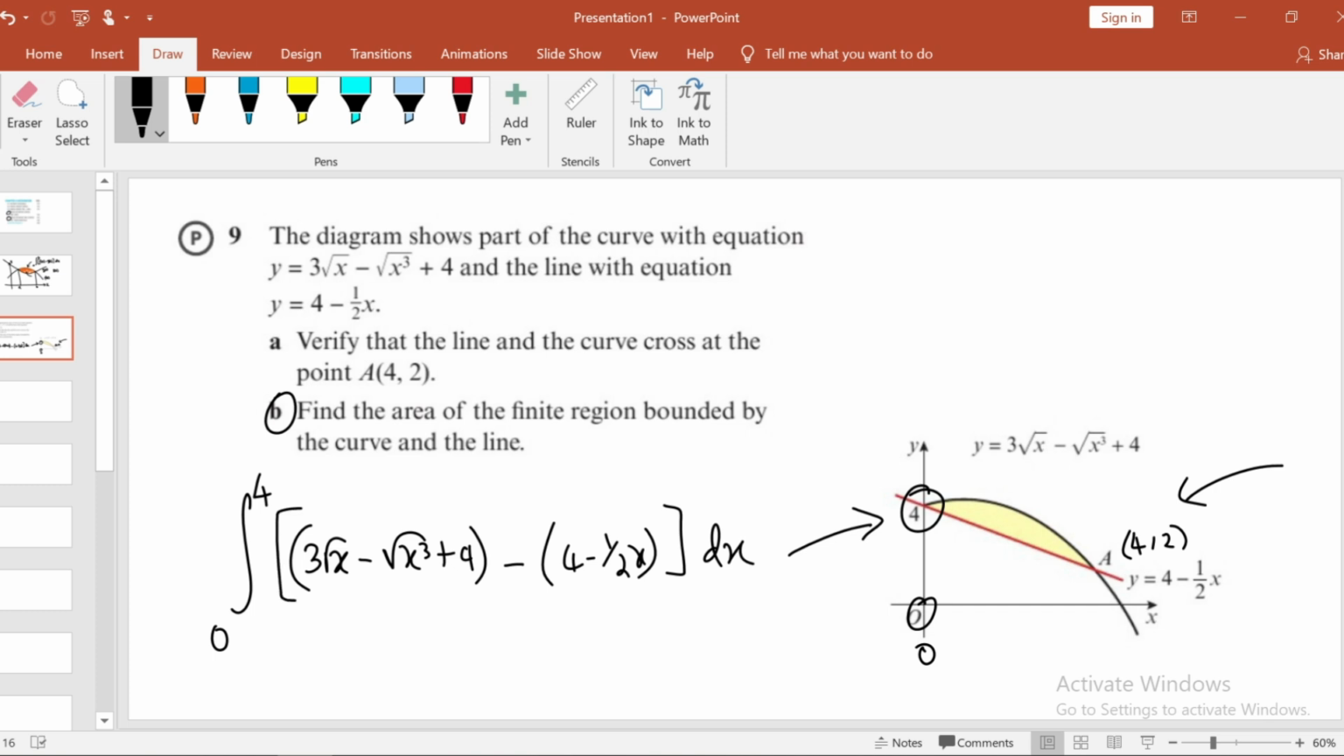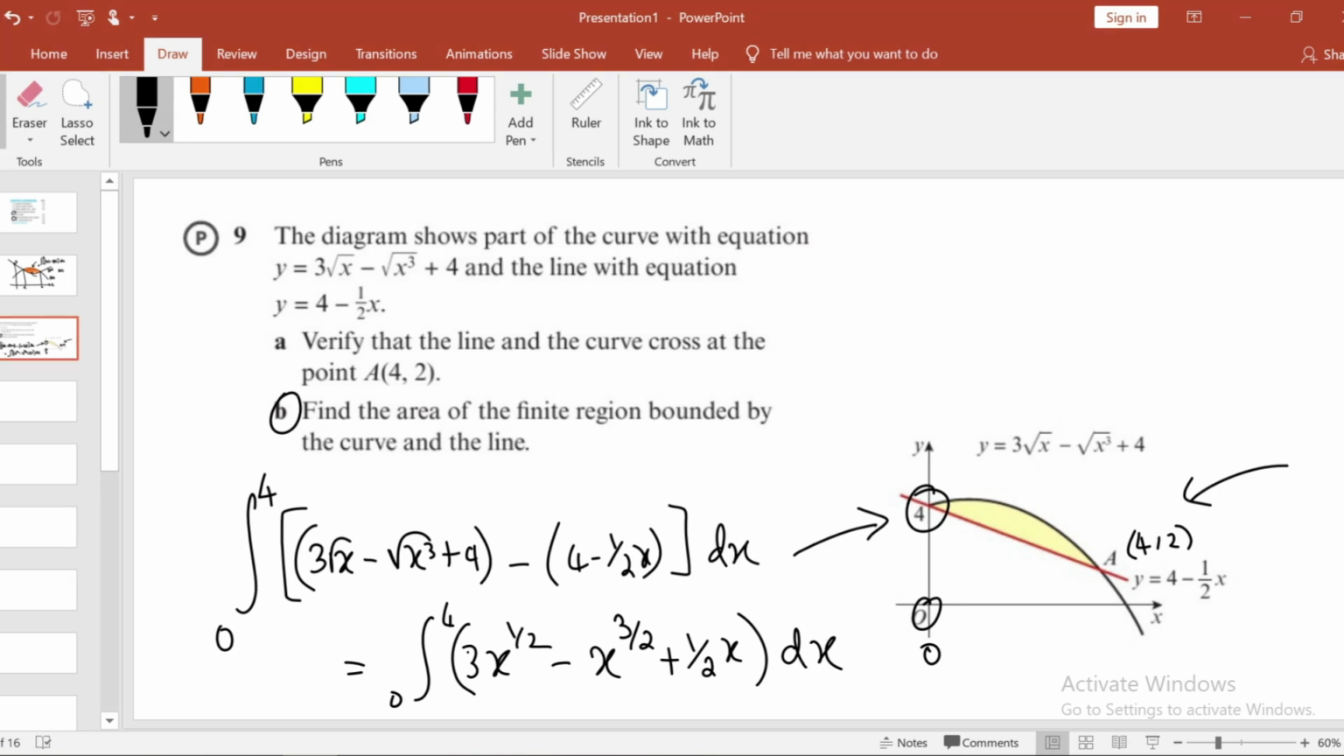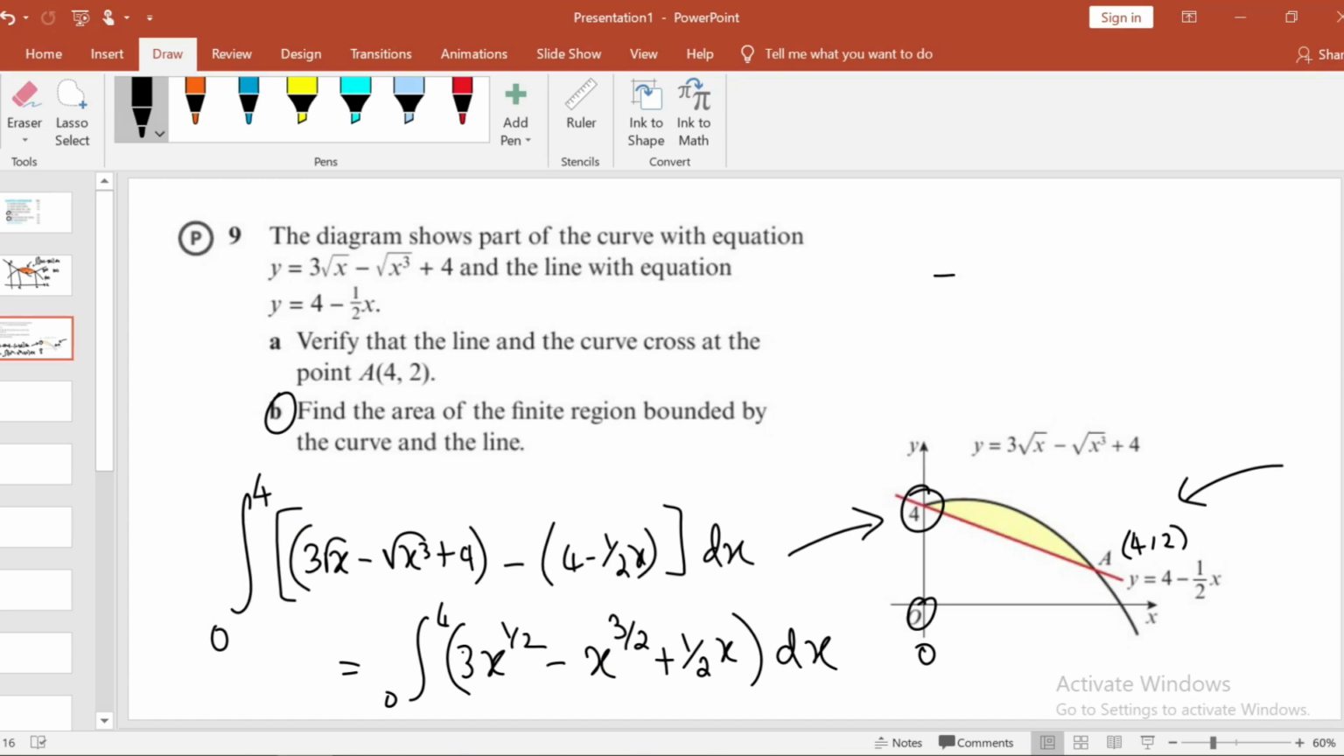Simplify and integrate. When you simplify, you will get integral 0 to 4, 3x power half, cube root of square root of x cube is basically x power 3 over 2, plus 4 minus 4 will be cancelled, plus half x dx. Understand what I'm doing? And then the integration part, you know, right? Integrate and substitute the upper limit minus lower limit. You will get 36 over 5. I have copied this from the marking scheme. Just write the square units. But you need to show the steps, okay? I'm skipping that because we know how to integrate already. Copy that, please.